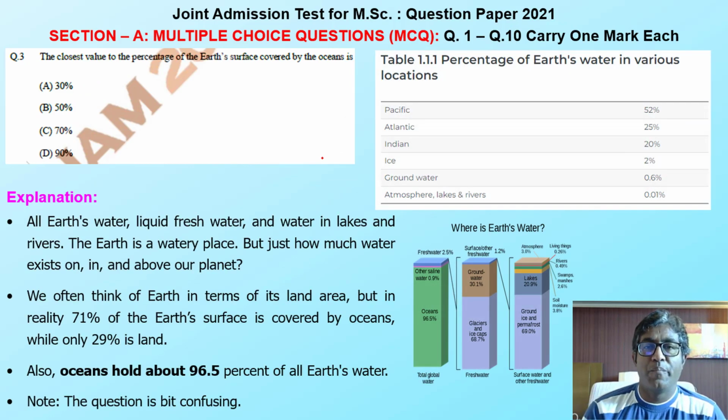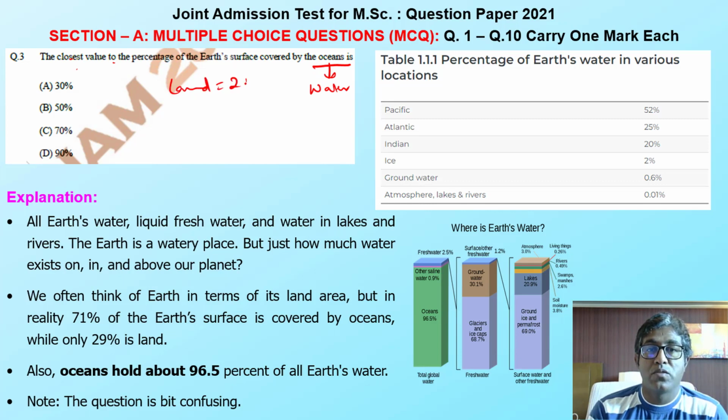This question is a bit confusing and tricky. The closest value to the percentage of the Earth's surface covered by ocean. They are talking about the ocean. If I tell you only about the water, the percentage of the Earth's surface covered by land is 29% and covered by water is 71%, and the closest value to 71% is 70%.